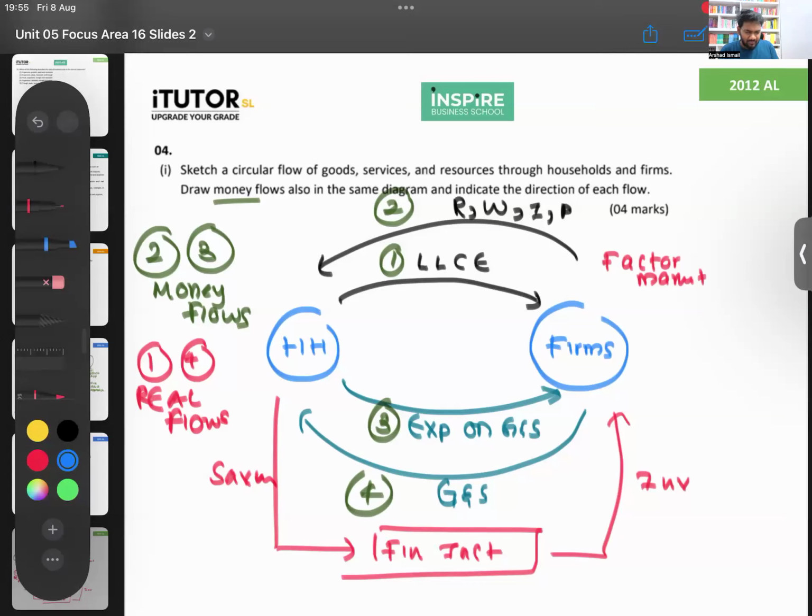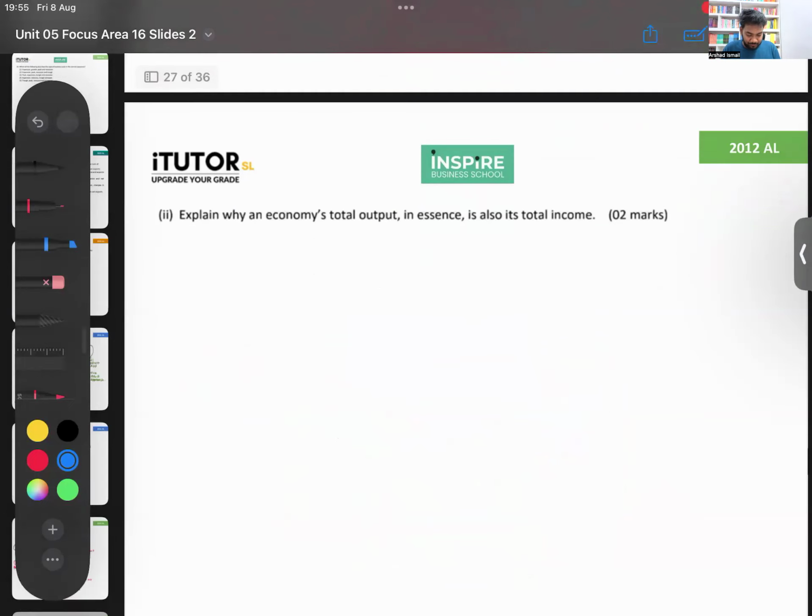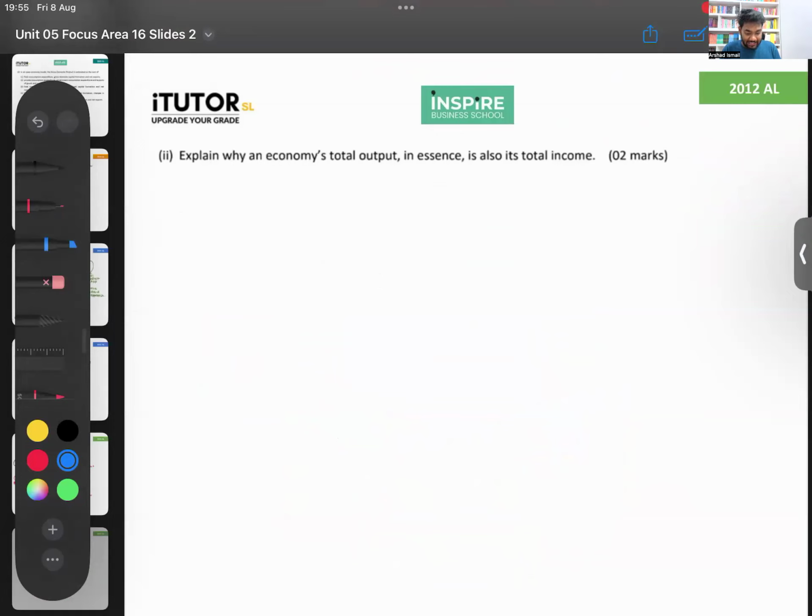So draw this one. You don't have to explain too much because they are not asking you to explain, but give a small 1 to 2 line explanation and then write. That is enough. Then you will get your full marks. Cool. Done. Then the next one. Next one is 2012 question 2. Explain why an economy's total output is also its total income.